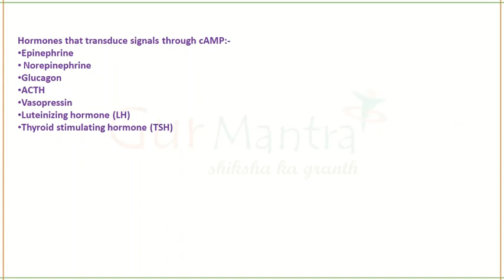So, hormones that transduce signal through cyclic AMP. They're asking what the ligands are that can activate the cyclic AMP pathway. The ligands which can activate the cyclic AMP pathway are epinephrine, norepinephrine, glucagon, ACTH (adrenocorticotropic hormone), vasopressin, luteinizing hormone, and thyroid stimulating hormone. All these hormones are useful in the activation of the cyclic AMP pathway.